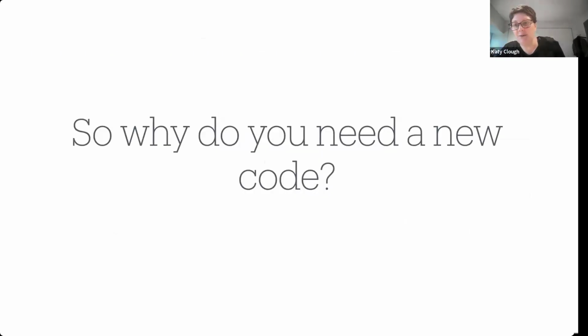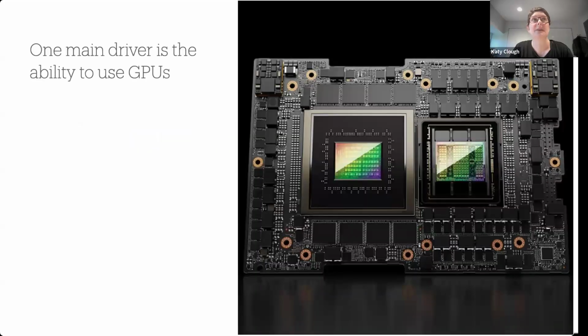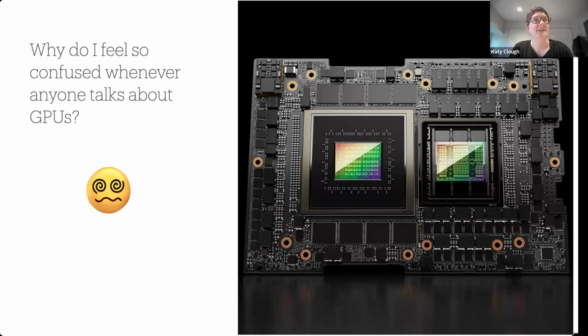Okay, so you might say, well, why do you need a new code if you already have adaptive mesh refinement? So the main driver for us updating our code from GRChombo to GRTeclyn is the ability to use GPUs. So this was already mentioned yesterday as being a motivation also for the Einstein Toolkit. It is really relevant.